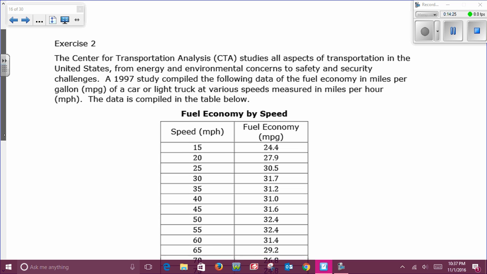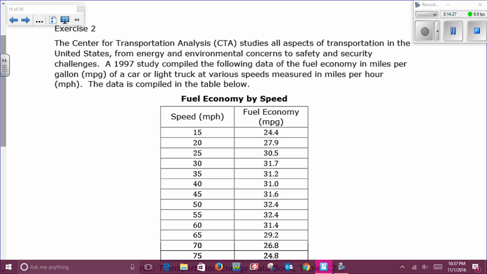Exercise 2. The Center for Transportation Analysis, or CTA, studies all aspects of transportation in the United States, from energy and environmental concerns to safety and security challenges. A 1997 study compiled the following data of the fuel economy in miles per gallon of a car or light truck at various speeds measured in miles per hour. The data is compiled in the list below.